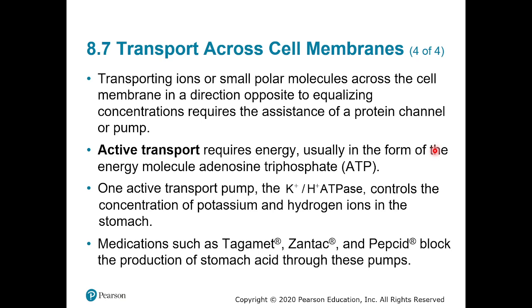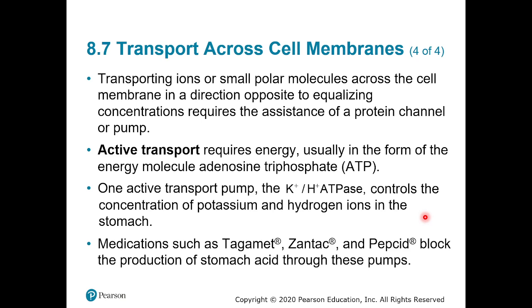Okay. One active transport pump is actually the K plus, potassium, H plus pump. So we exchange K plus with H plus. And this is an ATPase. It's actually going to control the concentration of potassium and hydrogen ions in your stomach. And so it's how you build up a concentration of acid in your stomach. Okay. Or actually modulate that concentration for that matter.